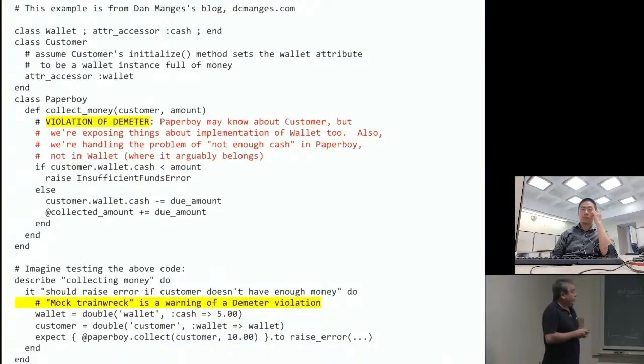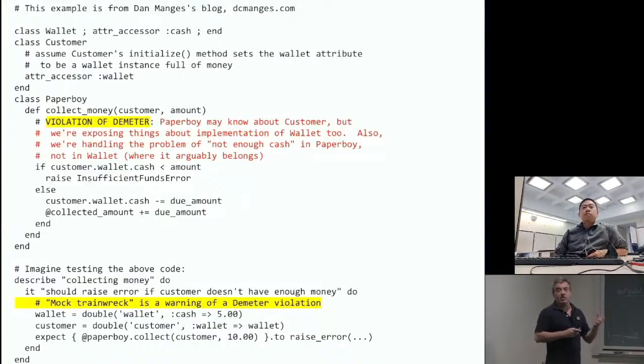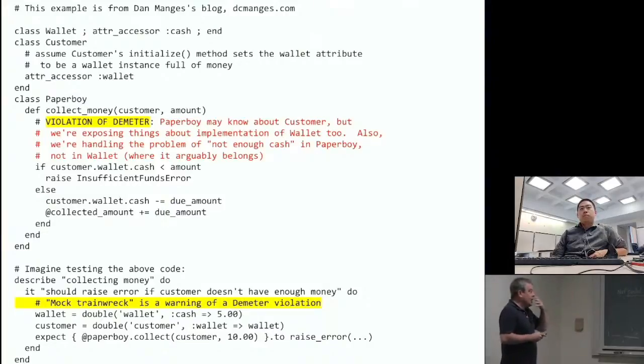So basically, the paperboy knows way too much about a class that is not its friend, about a class that is sort of two degrees of family removed or something like that, right? You can't help the paperboy knowing some things about the customer, but it's already iffy that the paperboy knows that the customer's wallet is an instance of a class that has this cash method. Like, that's a lot of knowledge seeping into the paperboy. So one way that you can tell if you're doing this is when it's really hard to write the test.